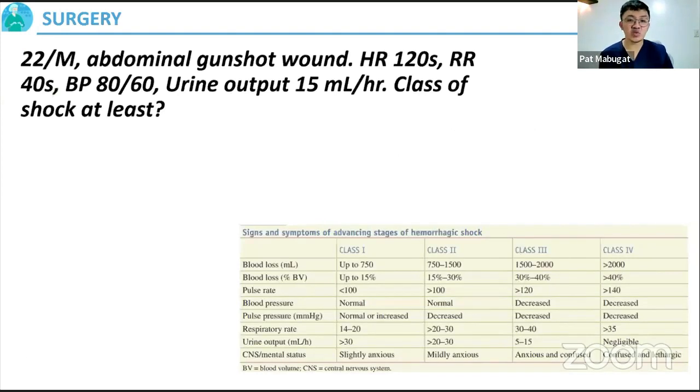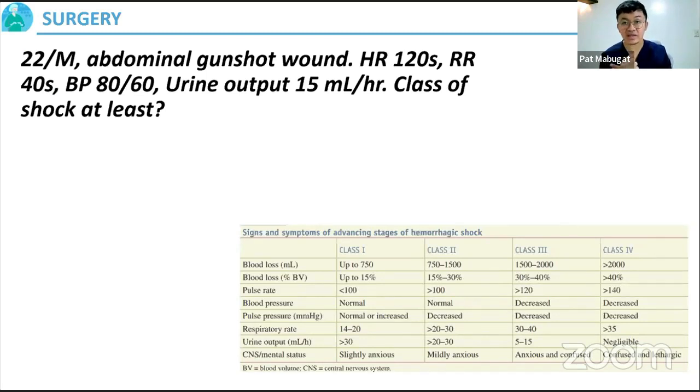22 male, abdominal gunshot wound, heart rate 120s, RR 40s, BP 80/60, urine output 15 cc per hour. Class of shock, at least? Okay, so we have different parameters, from severe to most severe. For this patient, what's important to identify is that the patient is already hypotensive, and there's decreasing urine output. Remember that urine output needs to be at least 0.5 cc per kg per hour.